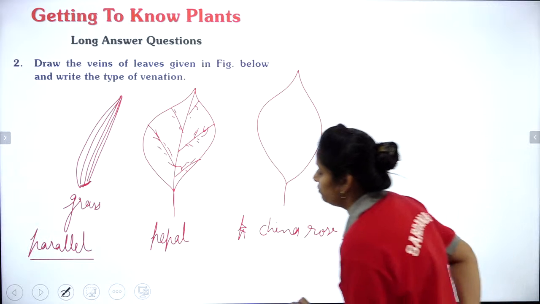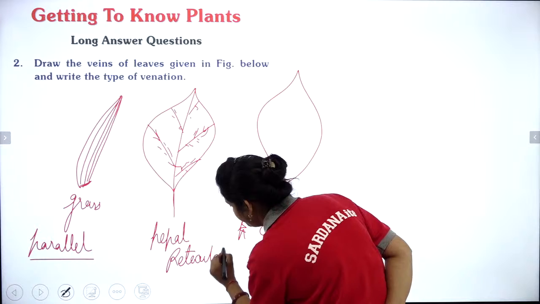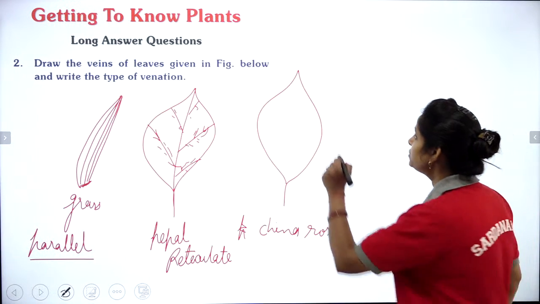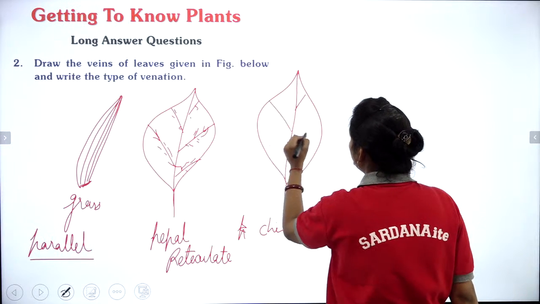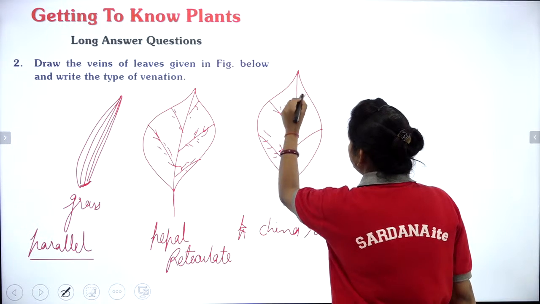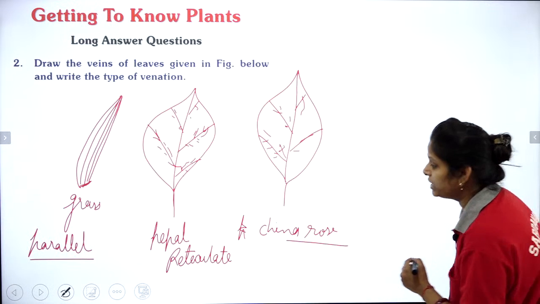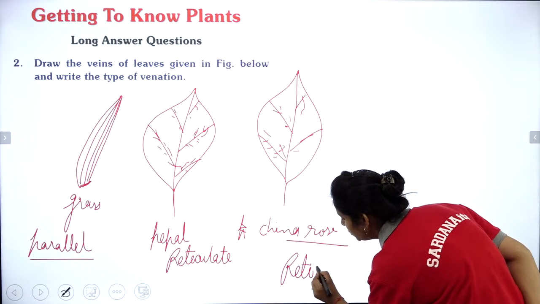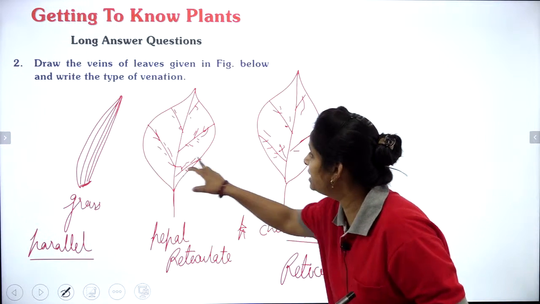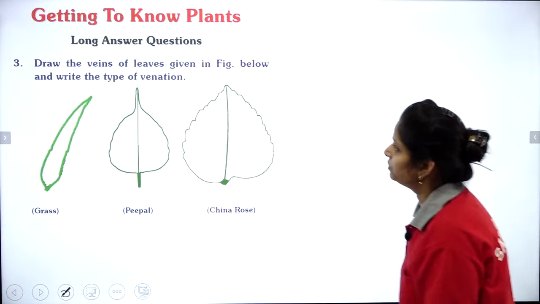And after this, we will write down here which type of venation is there? Reticulate venation. Then after, last, China rose. You know, there is also reticulate type of venation there, and many branches are there also in this. You can see here, these are not parallel to each other. So in China rose, which type of venation can you see? This is reticulate venation. Okay, so you have to draw these venations in blank leaves. Clear? Then after we'll see the next question.